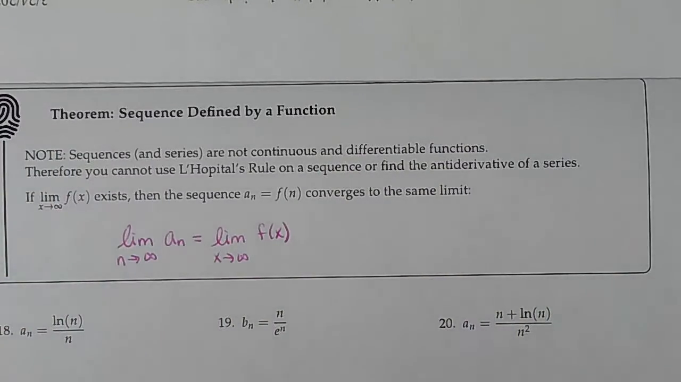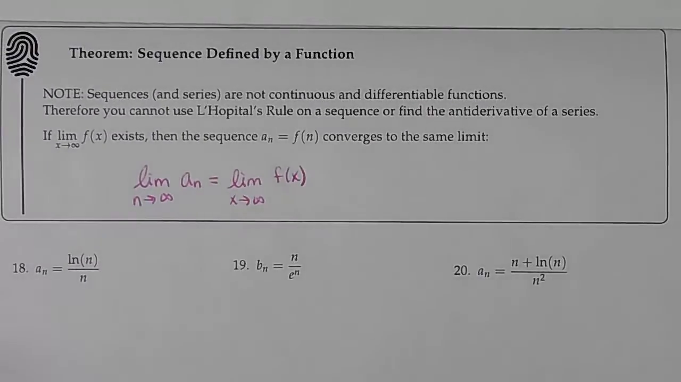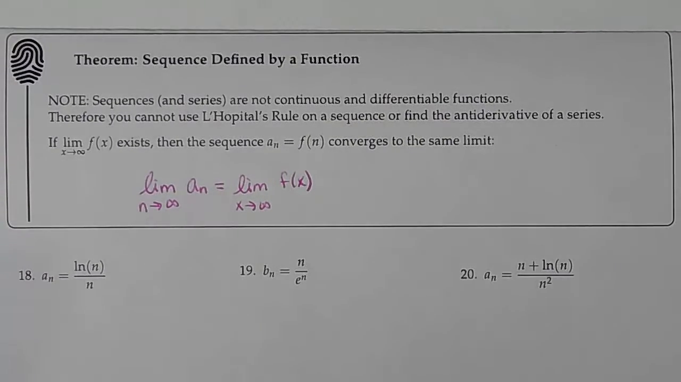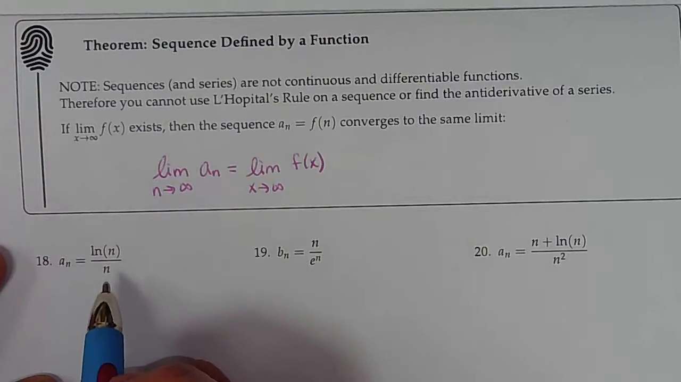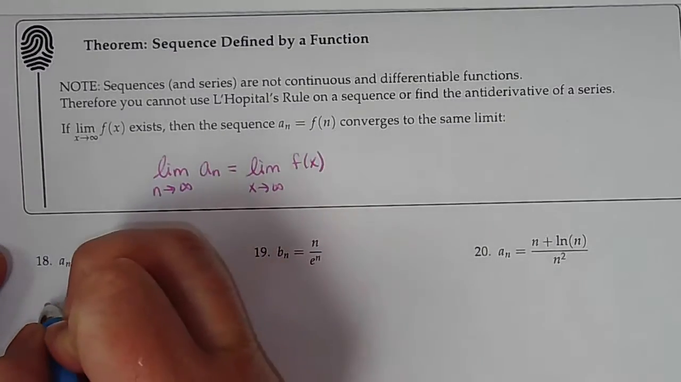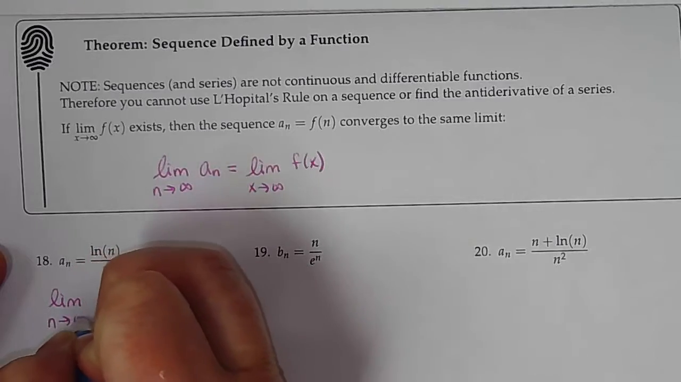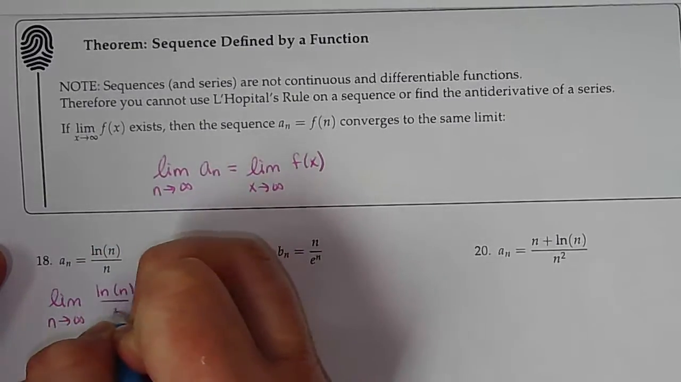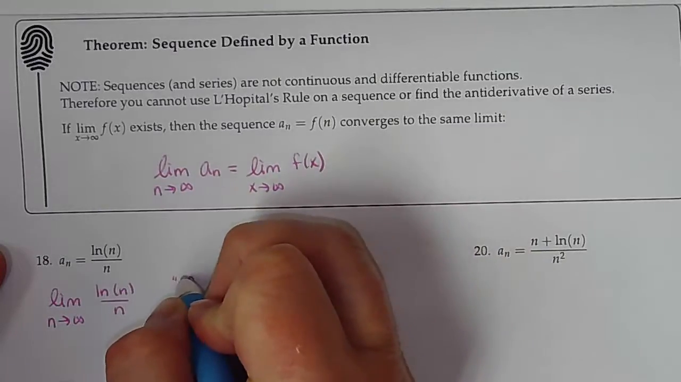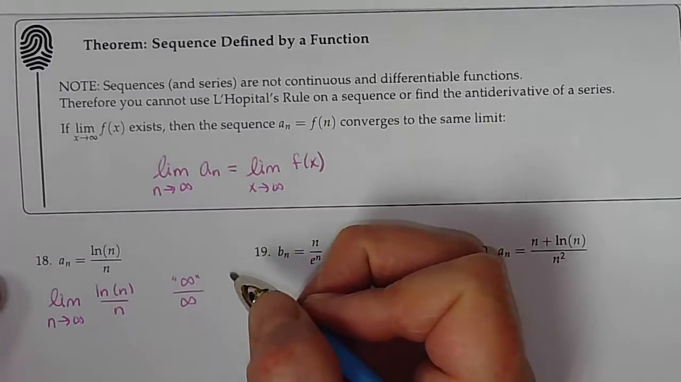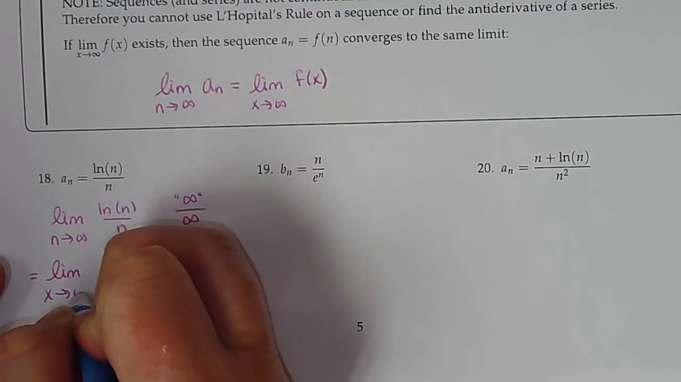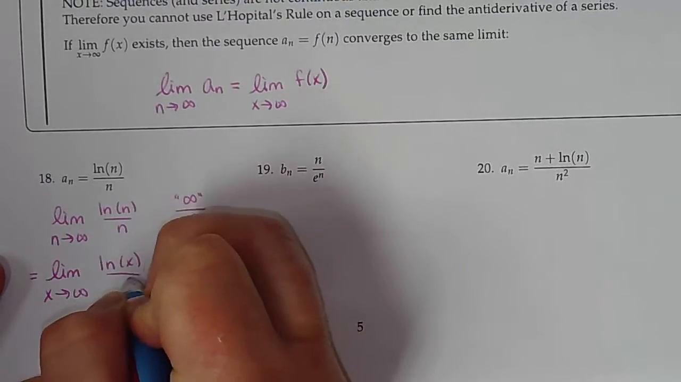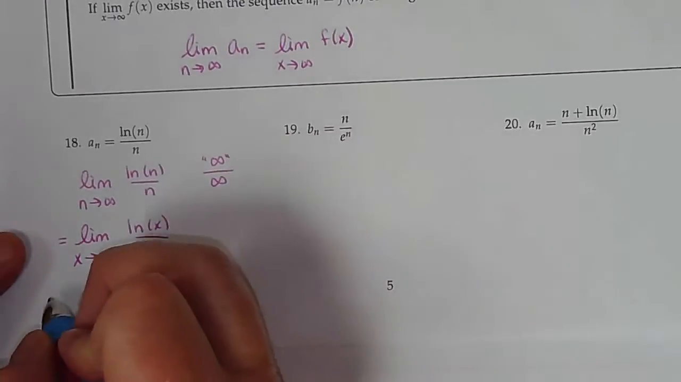Okay, so if I need to apply L'Hopital's rule, I'm going to switch into f of x, which will give me the continuity and differentiability I need, and then I will be able to use L'Hopital's rule to find the limit. So let's start out with our sequence ln of n over n. If we consider the limit as n goes to infinity of ln of n over n, this has the form of infinity over infinity, which is not defined. So I'm going to convert this to be the limit as x goes to infinity of ln of x over x, and I can apply L'Hopital's rule here.